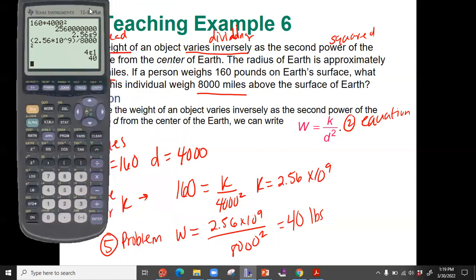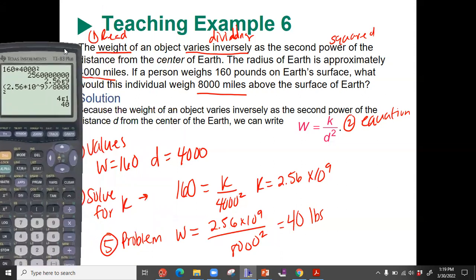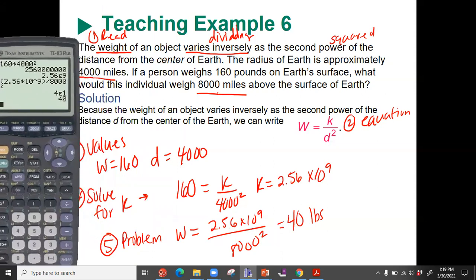Let's reread the question. It says, what would this individual weigh 8,000 miles above the surface of Earth? So it says 8,000 above the surface of Earth. So do I also account for the 4,000 that were on the surface of Earth? Yeah. And then I have to account for the additional 8,000 above. So really, what should our distance have been? 12,000. Our distance should have been 12,000.